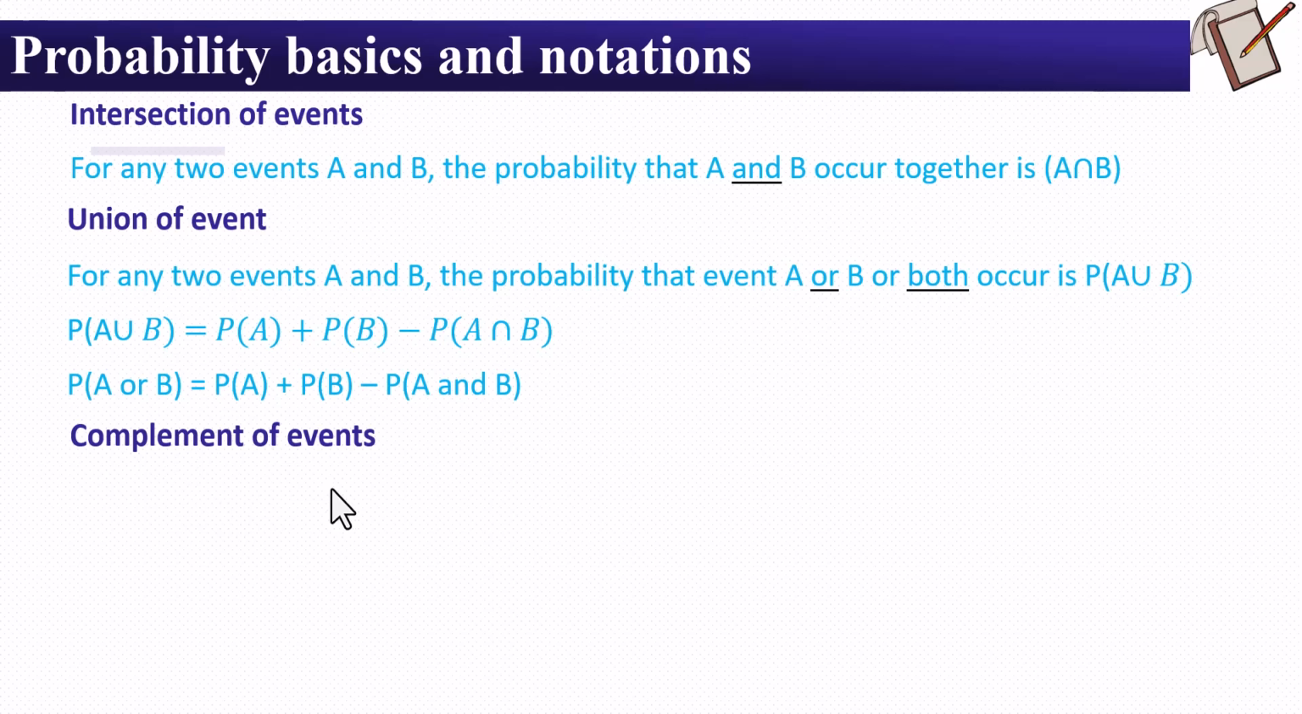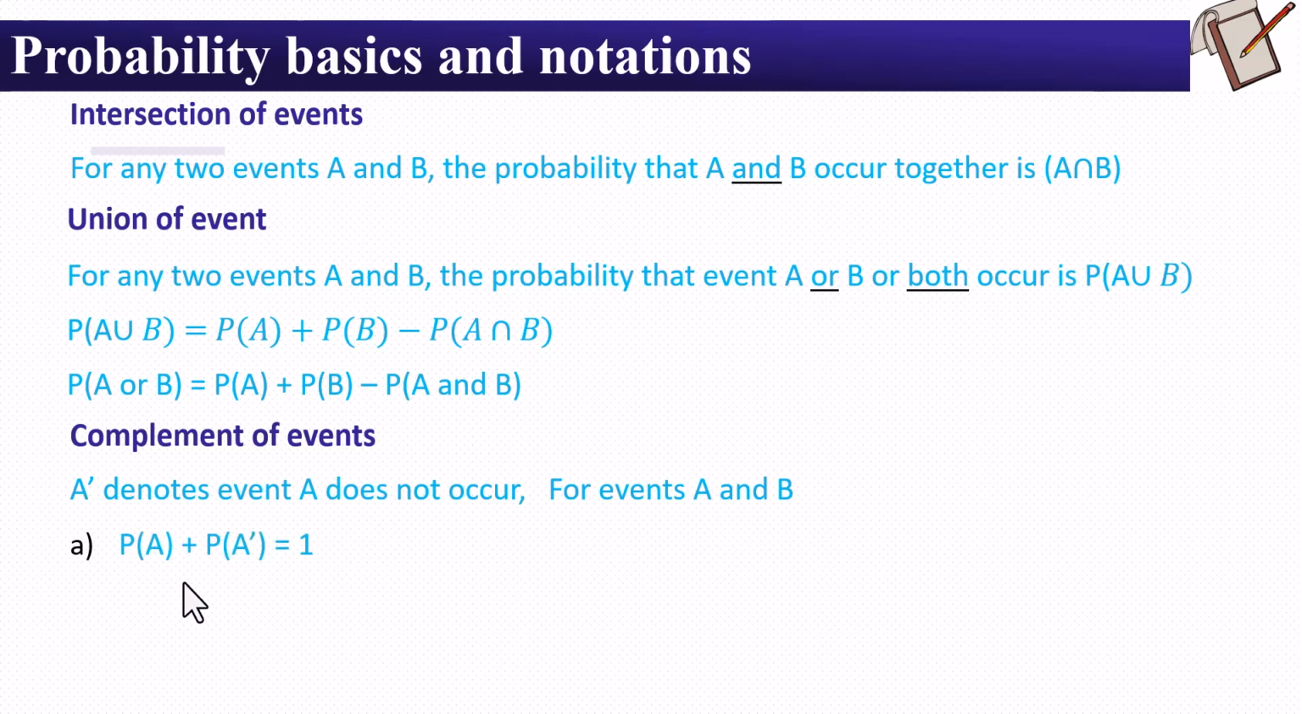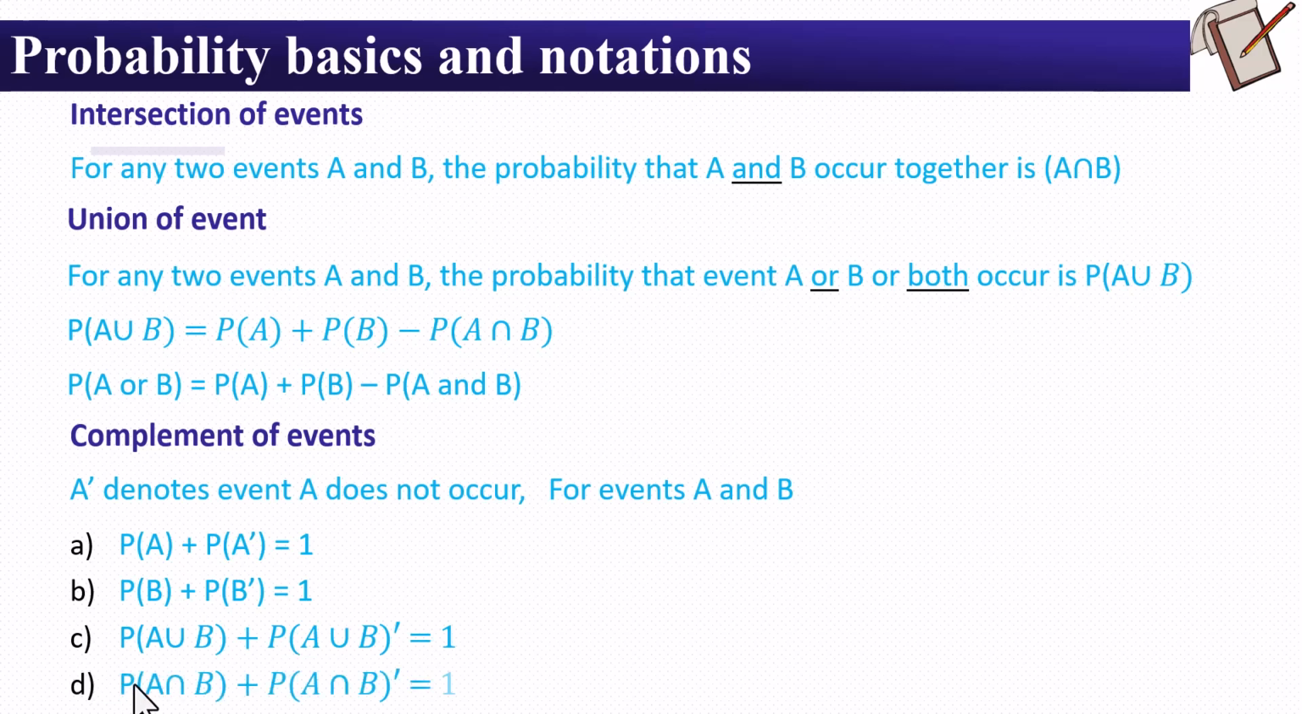Then, complement of events. A complement denotes event A does not occur. For events A and B, probability of A plus probability of A complement will always equal 1. The same applies to probability of B. And probability of A union B plus probability of A union B complement will also equal 1. And lastly, probability of A intersection B plus probability of A intersection B complement will also equal 1.